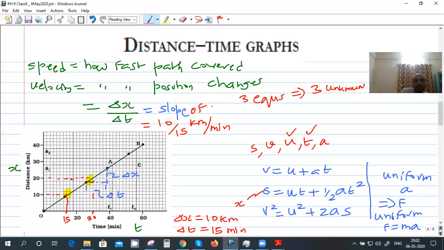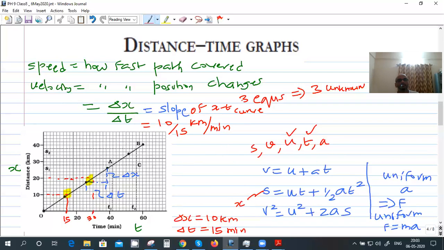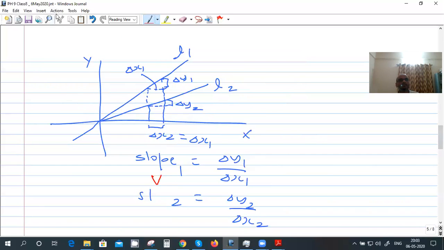Yes, sir. The x-t curve. Right. Fine. So this is what we can find. And what about acceleration? The acceleration, wouldn't that need a velocity-time graph?